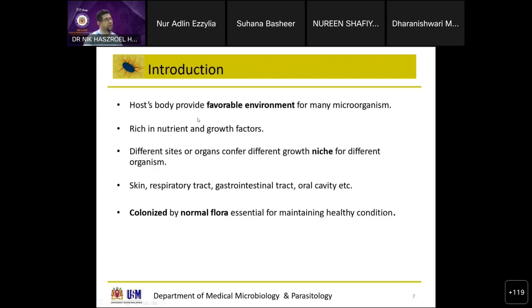So, for introduction, the host body provides a favorable environment for many microorganisms. It is rich in nutrients and growth factors, and different sites or organs confer different growth niche for different organisms, like the skin, respiratory tract, gastrointestinal tract, or oral cavity. And all are different niche, which are suitable for different organisms. Colonized by normal flora, essential for maintaining healthy condition. So the microorganisms we call normal flora, they are very beneficial for us. We need to have them in our body to maintain a healthy condition.